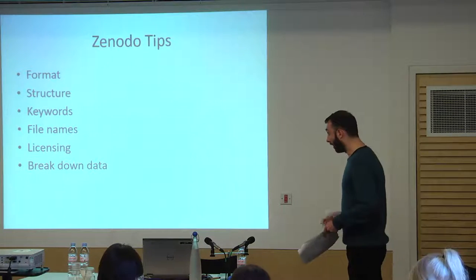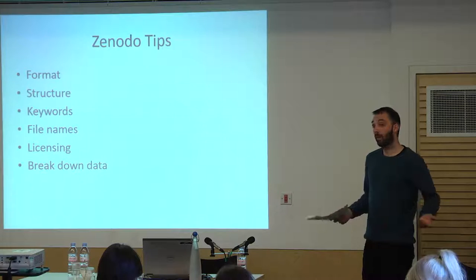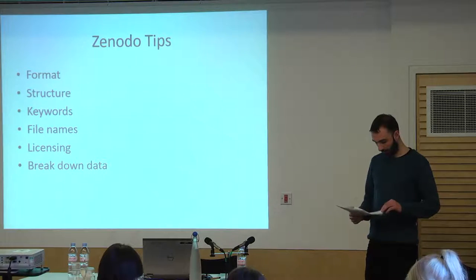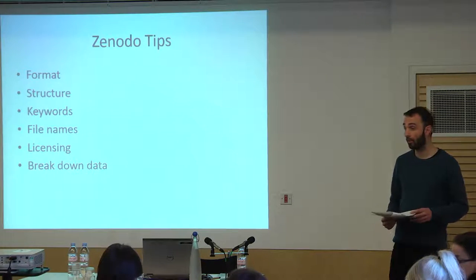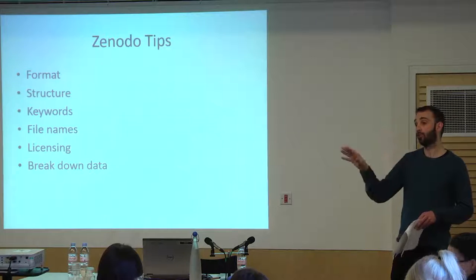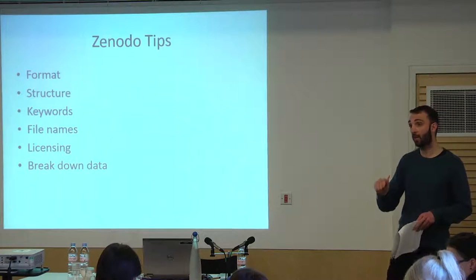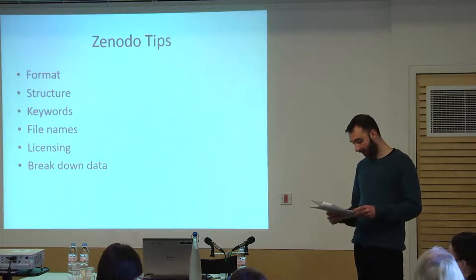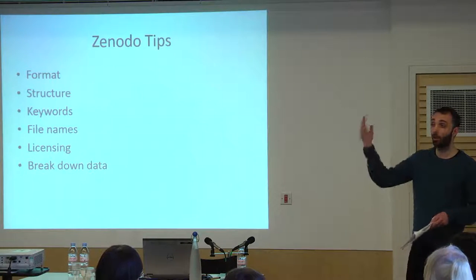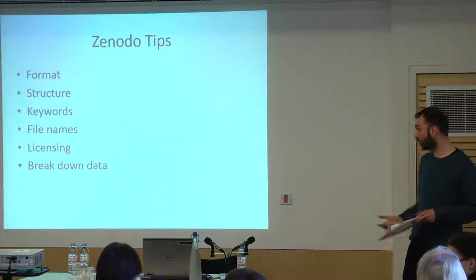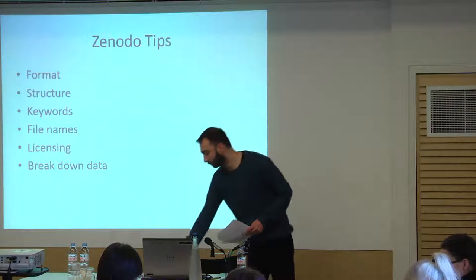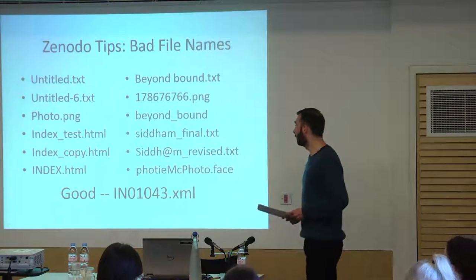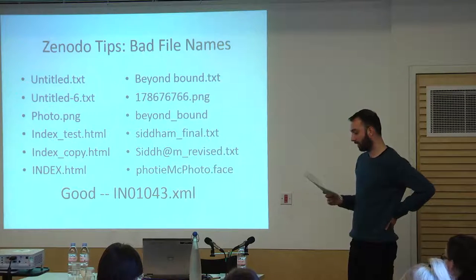Okay, keywords. Keywords are a very important part of Zenodo. Now, you're going to make these up, we all do, right? But also look at what keywords other people are using. Zenodo searches keywords using diacritics as well, so be careful about that. And if you're stuck for using them, the Library of Congress catalog has a list of canonical subject headings that you can use as keywords. Now, come to file names. These are some of my favorite horrendous file names.